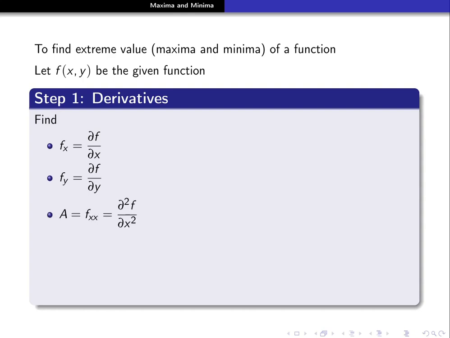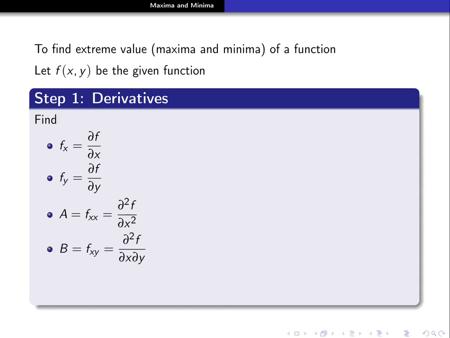Let the notation a be f double x. Already we differentiated once and got fx. Differentiating the same function again with respect to x, we get f double x. Generally we can write this in the form dou square f by dou x square.